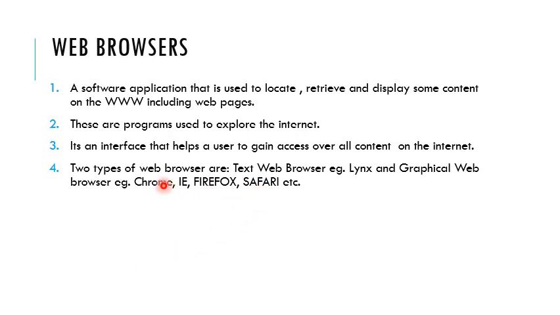They are basically of two types. Web browsers are text-based web browsers and graphical web browsers. An example of a text-based browser is Links. This is just for the sake of covering the syllabus. I don't think anybody actually uses Links, but the most popular is Chrome.